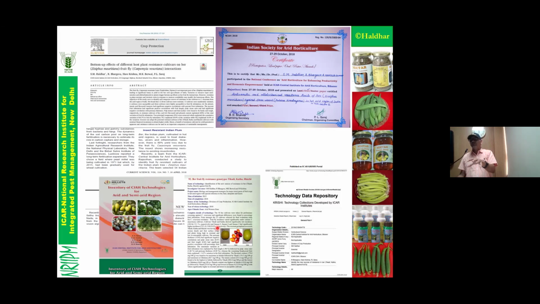So all those crops we can take. I also take cucurbits, sir. That paper is also published. Guava, mango, banana, that we can do, sir. This is already there. We also deposited it in the technology data repository of ISHAR. And we also published one inventory of technology for arid and semi-arid horticulture, and this technology was also published from this institute.